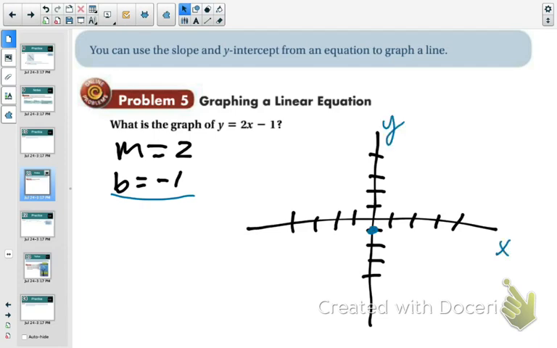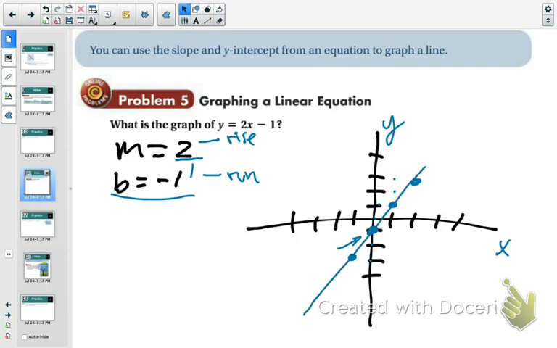And then my slope is 2. So I'm going to make that a fraction by putting it over 1. I'm going to rise 2 and run 1. So from the -1, from this point, I go up 2 and over 1. And that's my next point. And then I could do it again if I wanted. Up 2, over 1, and so on. I could even go down 2 and back 1. And it should all fall on the same line.